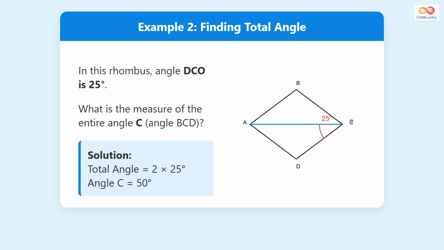Here is another example. We know that the bottom half of corner C is 25 degrees. What is the measure of the entire angle C? Since the diagonal cuts it in half, the top part is also 25 degrees. Therefore, the total angle is 25 plus 25, which equals 50 degrees.